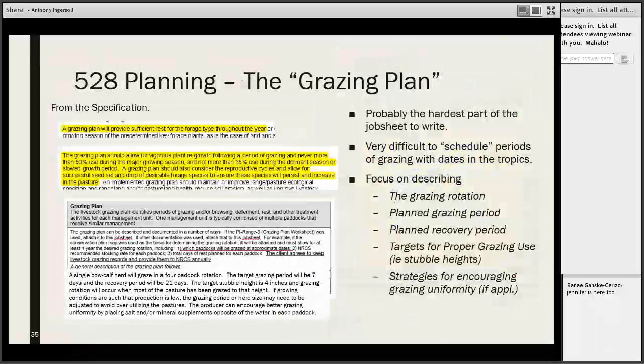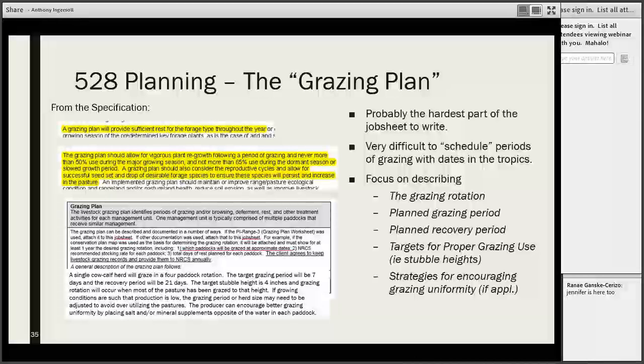So going on to the next part of the grazing job sheet, the grazing plan. From the spec, the grazing plan is supposed to describe a system that provides sufficient rest for the forage type throughout the year, that allows for vigorous regrowth following grazing, never more than 50% use, so it's incorporating utilization rate. Also, if you're managing a system with seed-bearing grasses, you'd also be planning for occasional seed set to make sure that forage species persists in your pasture. This part of the job sheet is probably the hardest part to write.